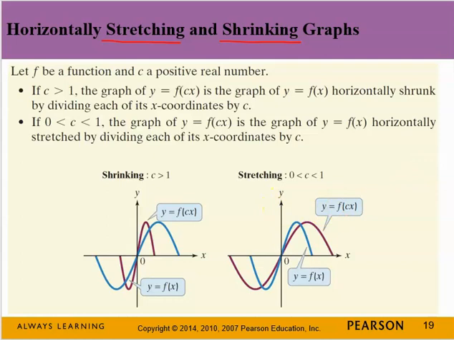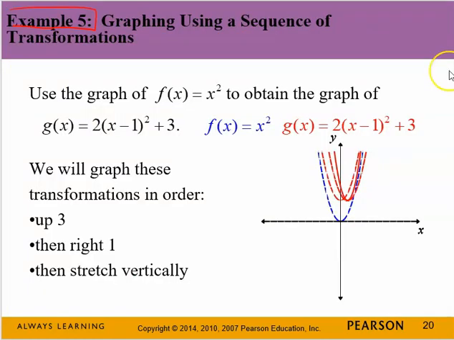All right, we're almost finished. Now, in example 5, we're using a graphing sequence of transformations. So let's tie everything we've had together so far. Here is our basic parabola, which is this blue line right here. Now, we're going to move this new function from this original x squared up 3. So that would be this one right here.